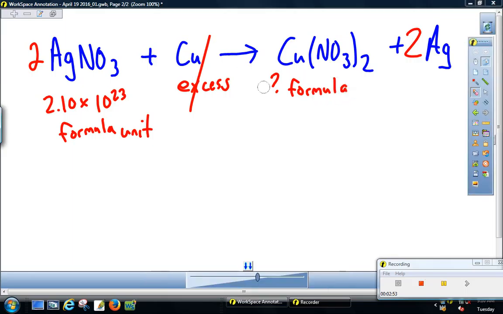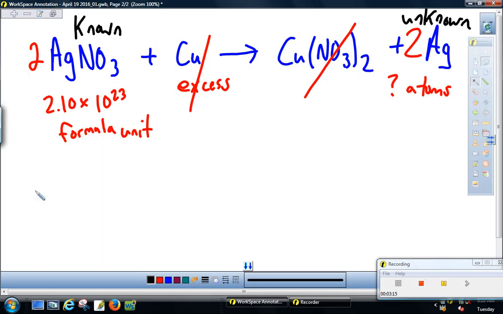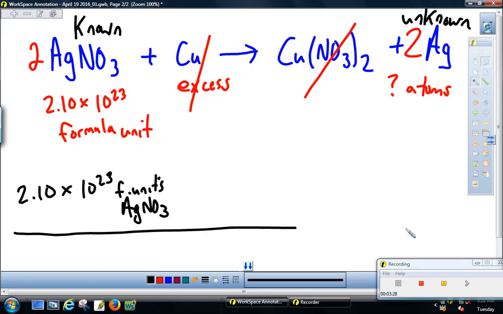And actually, let's do like we did in the lab. Let's figure out how many atoms of silver metal we can make. That way we're not multiplying by the molar mass again, which can take some time. Alright, so we take what we know and label it. We take what we don't know, label it, so we're clear of what the problem is asking us to do. And we're going to take the 2.10 times 10 to the 23rd formula units of AgNO3. Lots to label here.